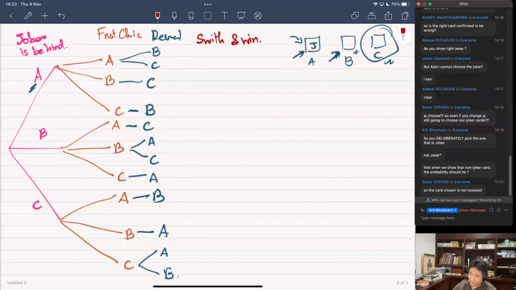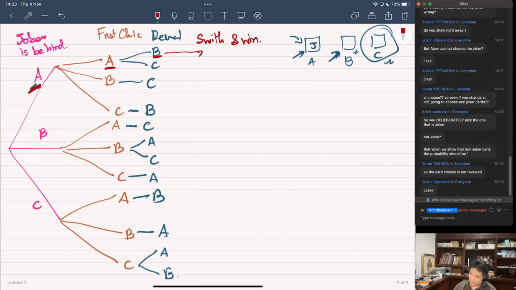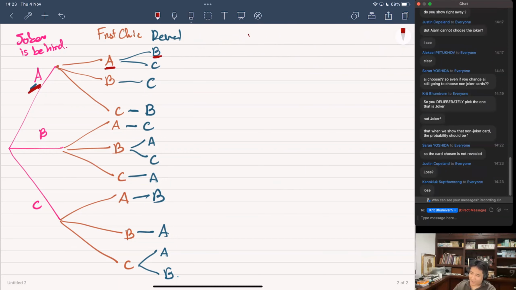So for the first one, the joker is behind A. Your choice is A, and then I open B. What is the problem? If you switch, do you win or do you lose? You lose, right? Because you picked A already. If you switch, then you're screwed. Let me write it over here. Switch and win: no.